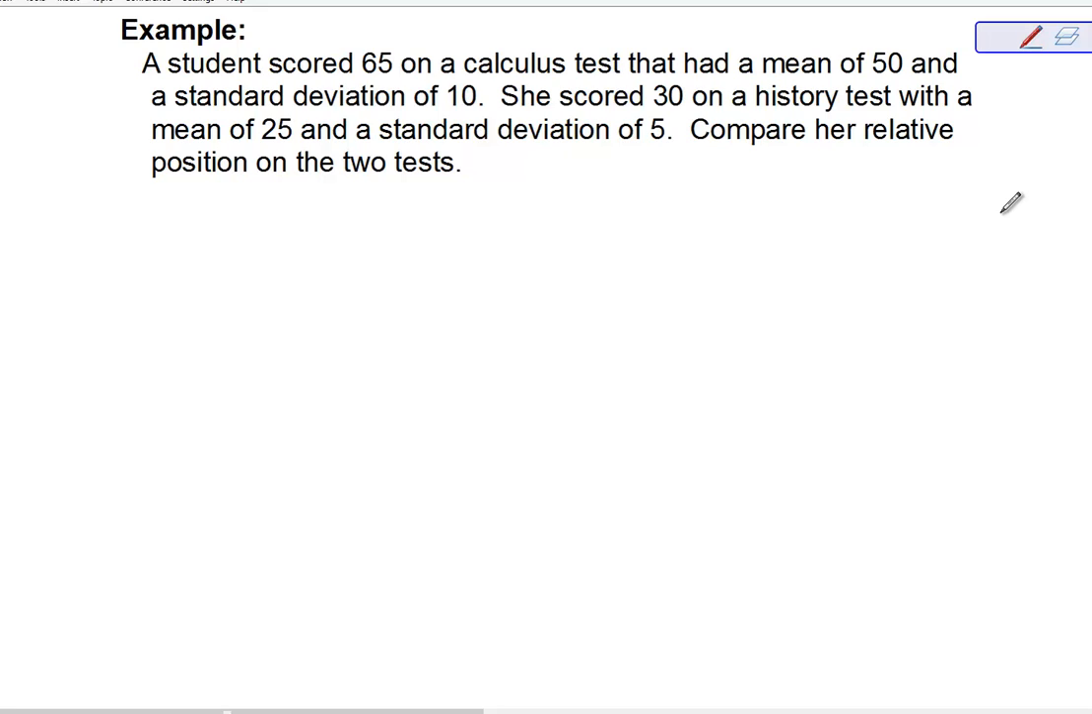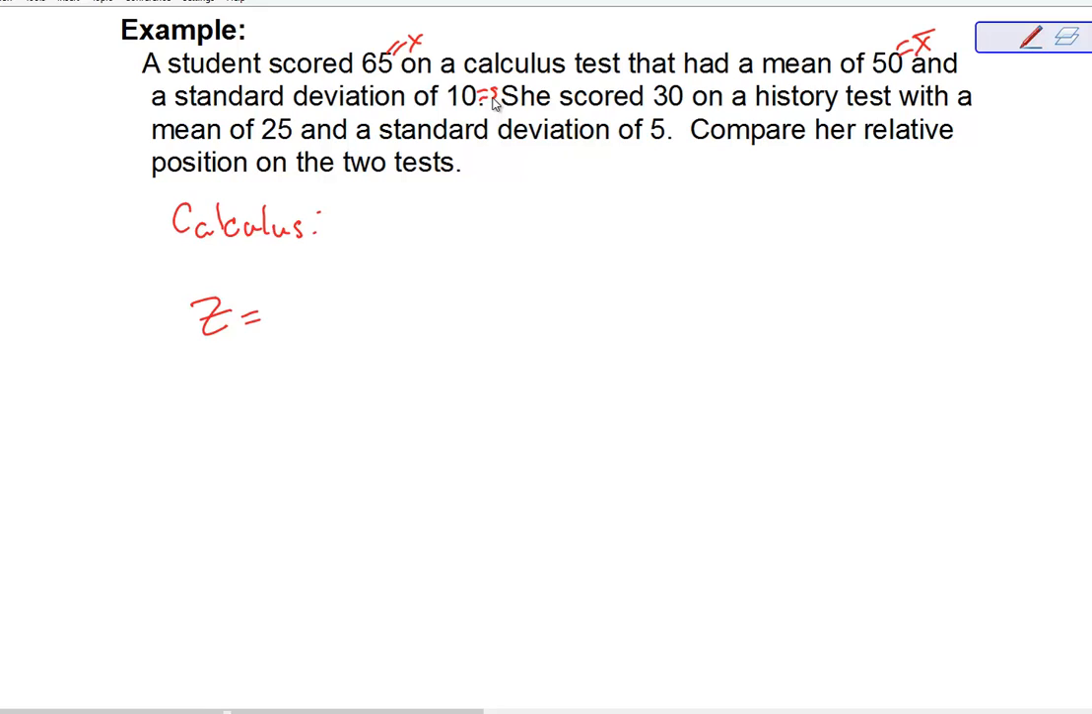So we want to compare her relative position. Is she in a higher position in her calculus or in her history class? So let's look at this, and let's do the calculus. Her score is going to be her x, this is her x bar, and this is her s, her standard deviation.